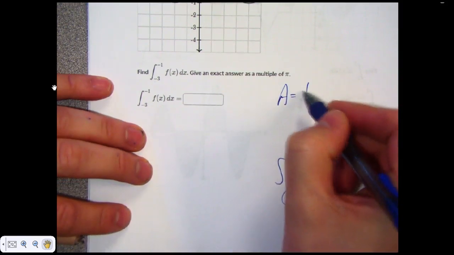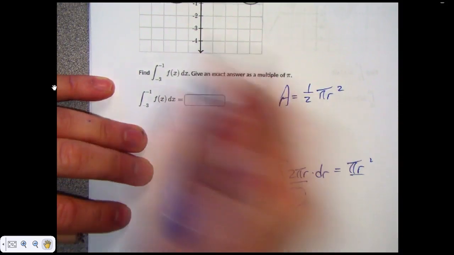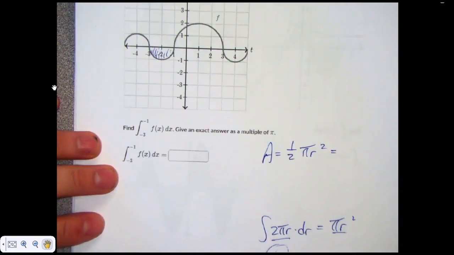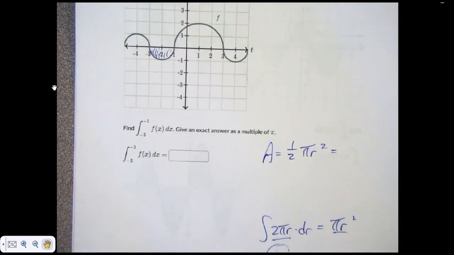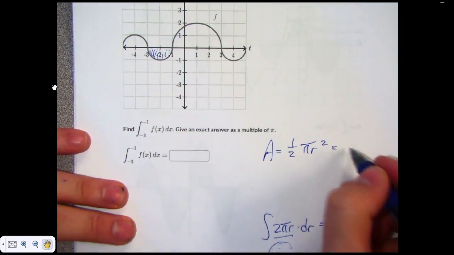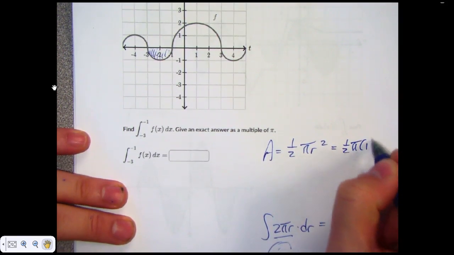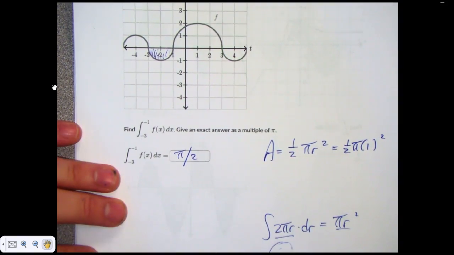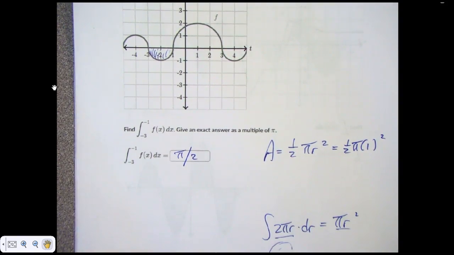So pi r squared, but we only have half a circle, right? We're just looking below. What's the radius of that semicircle? 1. 1/2 times pi times 1 squared. Just be pi over 2. Or 1/2 times pi. Easy enough? I don't think any of these are really that hard.